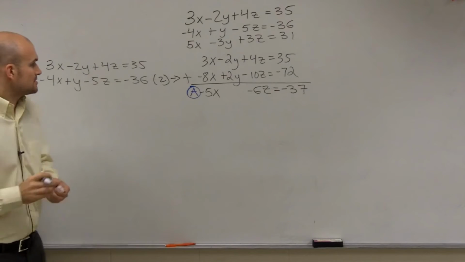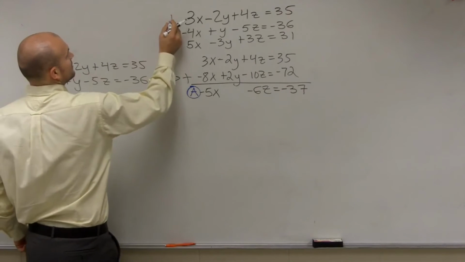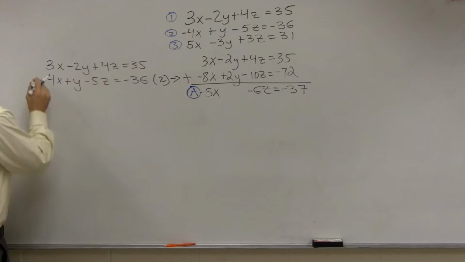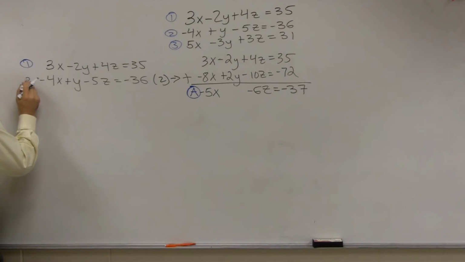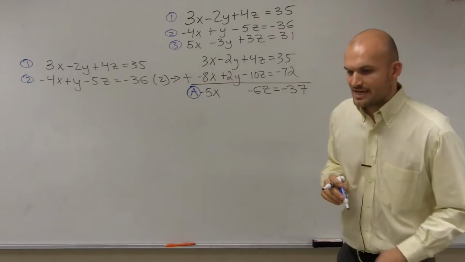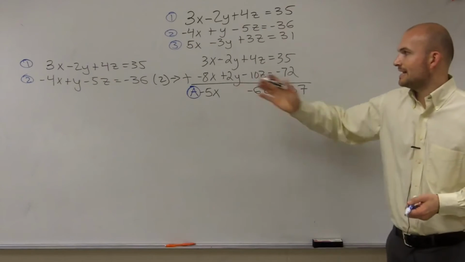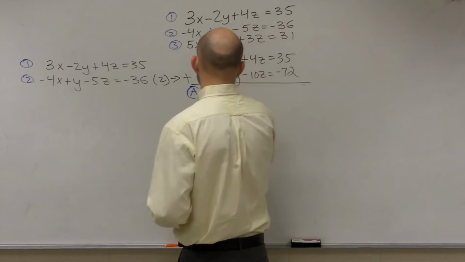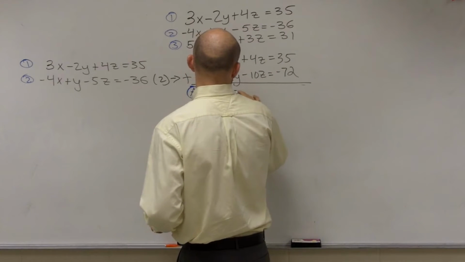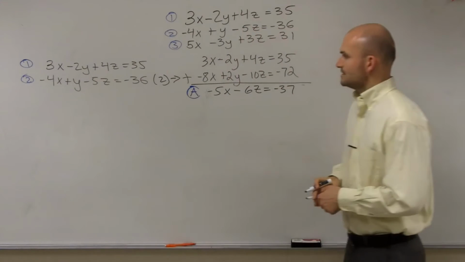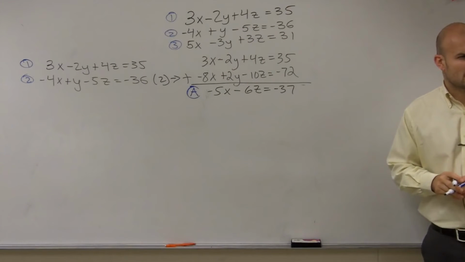All right? So actually, you know what? Let me tell you a little tip. I always like to label my equations 1, 2, and 3. So I do elimination with equations 1 and 2. When doing elimination with equations 1 and 2, I obtain equation A. Let's write this a little bit nicer, just so you can see it now. So it's negative 5x minus 6z equals negative 37. So that's equation A. Does everybody follow me?